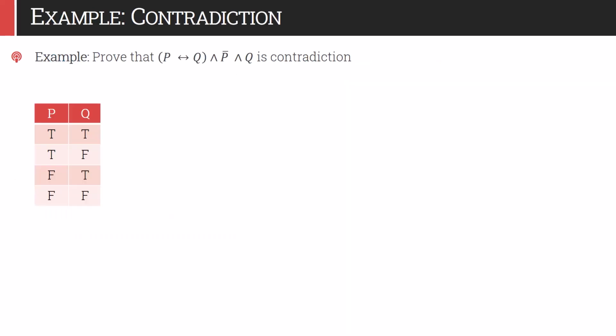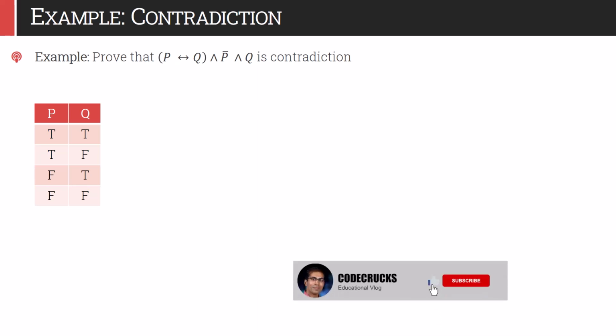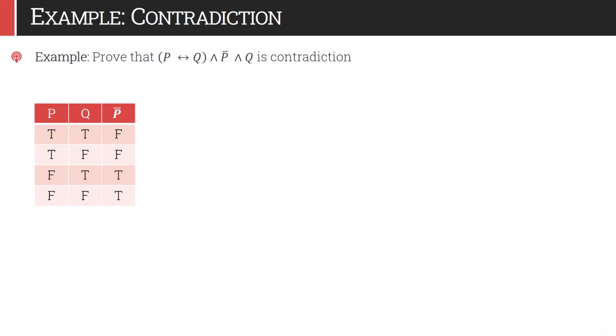Prove that P equivalence Q conjunction P bar conjunction Q is a contradiction. You might be asked this kind of question in competitive examinations. Some statement is given and you have to check whether it is a tautology or not, or whether it is a contradiction or not. So let us start with this. Negation P, or P bar, would be F, F, T, T. P equivalence Q, we know that when P and Q both are the same, then its truth value will be true, otherwise it will be false.